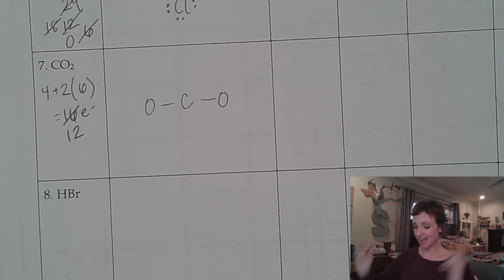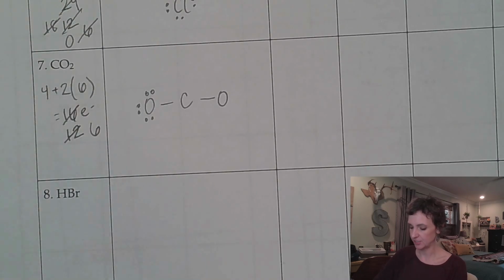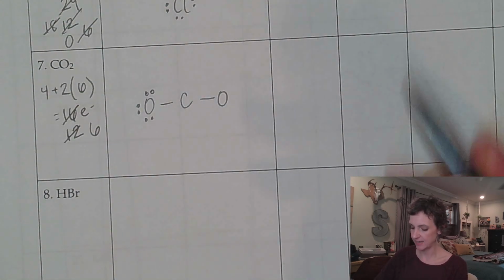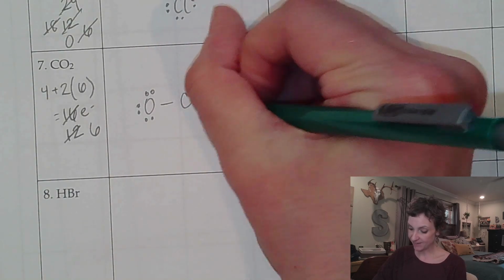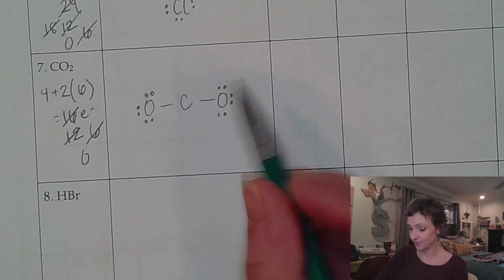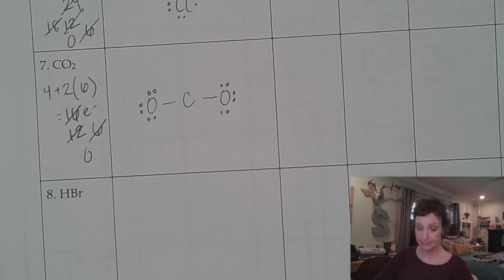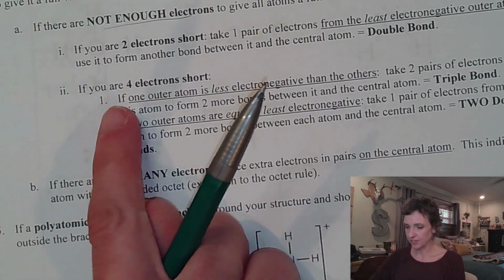Fill out the outer atoms. 1, 2, 3, 4, 5, 6. I've used up 6 to fill up that oxygen because now he is happy with his 8. And then 1, 2, 3, 4, 5, 6. I'm out of valence electrons. The outer atoms are happy, but let's check out this poor carbon in the middle. He only has 1, 2, 3, 4. Oh, goodness. Let's get back out my rules again. Oh, I am 4 electrons short.